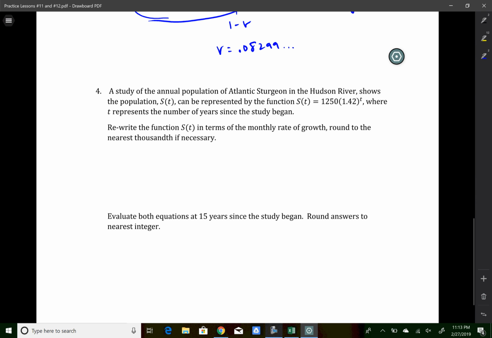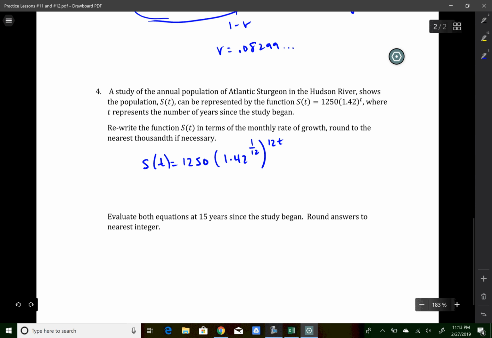So to change it to the monthly growth rate, I'm going to change the value inside that parenthesis, the base, 1.42, and raise it to the 1 over 12th power. I'm then going to put on the outside 12t to represent the number of months that we have here, right? So we could just do that. Now I can leave it like that, or I can even rewrite it so that the variable isn't t anymore, where t does not represent years, but make it something like m for months. But that's not what they asked me to do, so I'll just leave it as is.